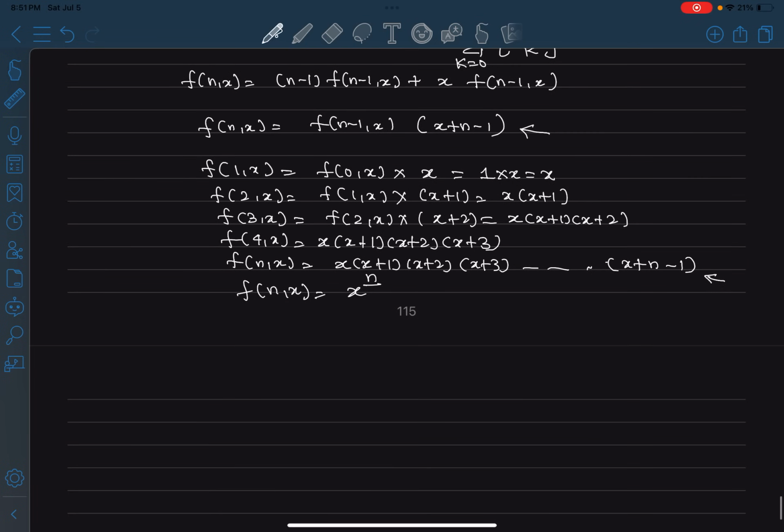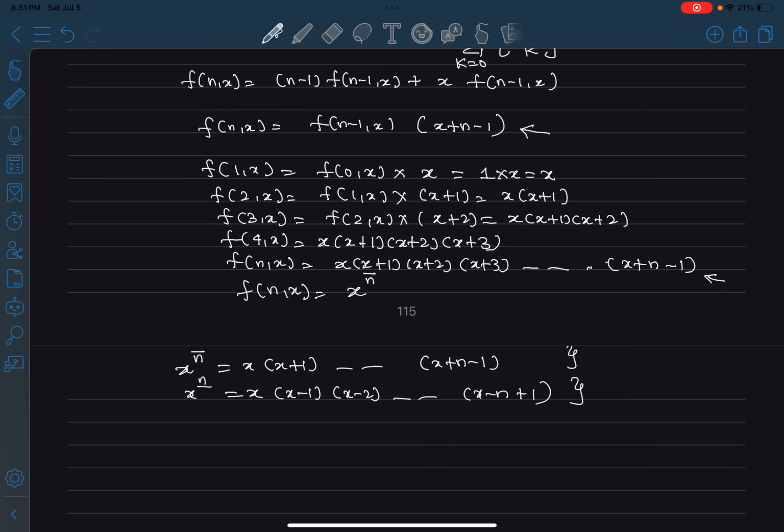Also, let me tell you, this has n terms: x, x plus 1, and so on. Guys, I'm sorry, this is not the rising factorial, that's the falling factorial. The rising factorial is like this. And the falling factorial is x, x minus 1, x minus 2, up to x minus n plus 1. Please do know about these two things, the rising factorial and the falling factorial, those are helpful, right?